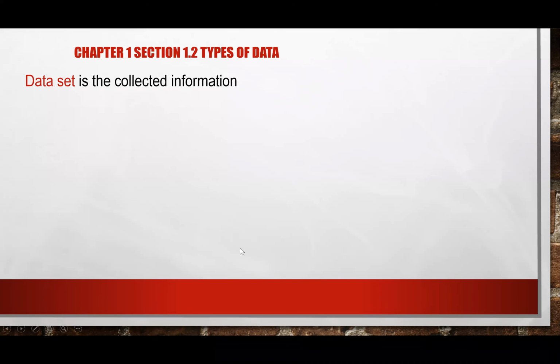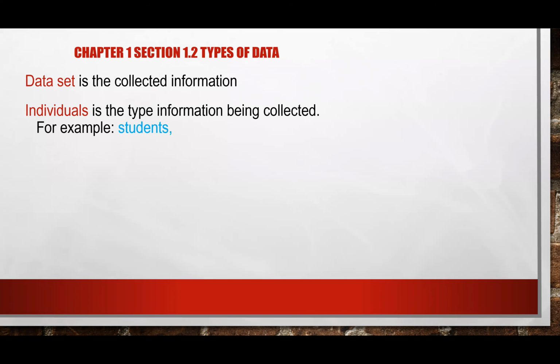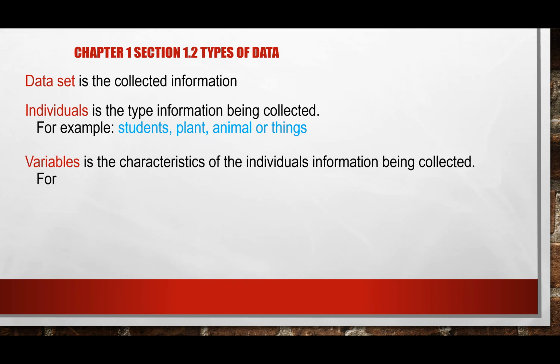The next thing we have is the terminology that we are using. The data set is the collection of your information. Inside the data set, we have an individual, which is the thing you want to collect information about, meaning the student, or the animal, the plane, or the car. Anything that you want to collect is your individual. Inside the individual, there is a variable, which tells you what kind of item you are collecting about the student.